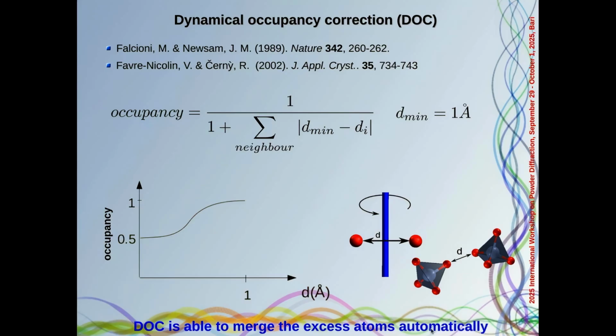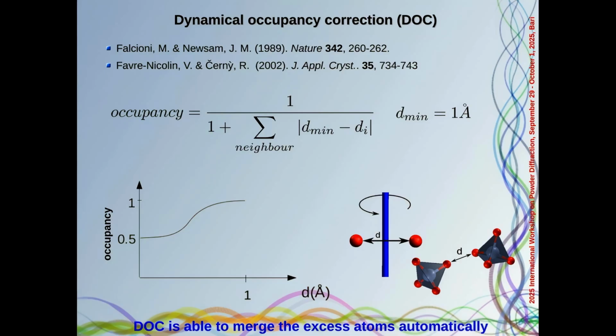Using this algorithm, you can solve the problem of the special positions and at the same time the problem of corner sharing between polyhedra. This algorithm can sometimes be very powerful, because in a situation where you don't know exactly the chemical composition, you can introduce into your system more atoms than are really required, more but not less. And this algorithm could sometimes merge the excess of atoms automatically.